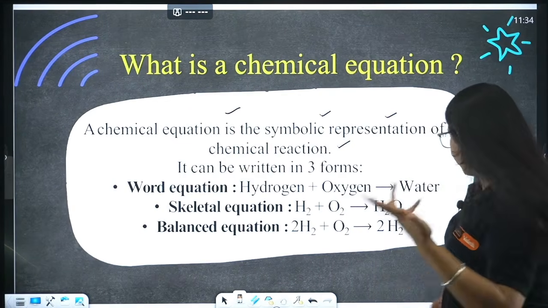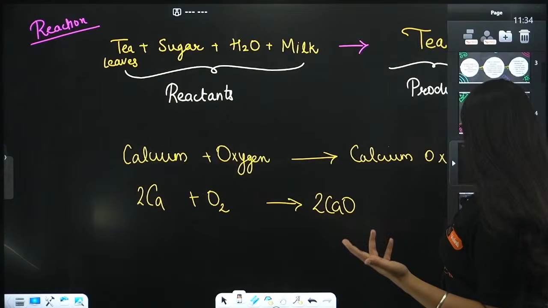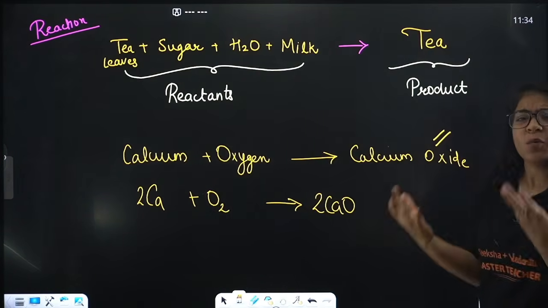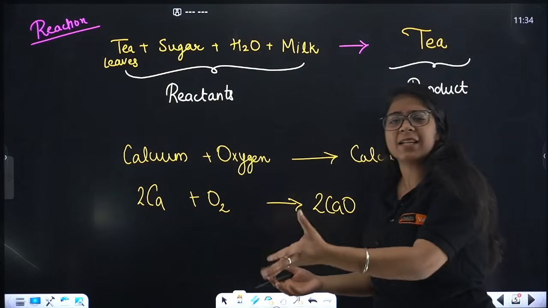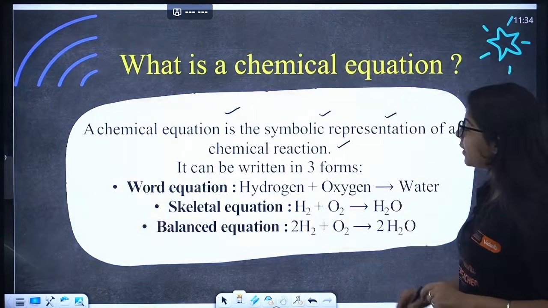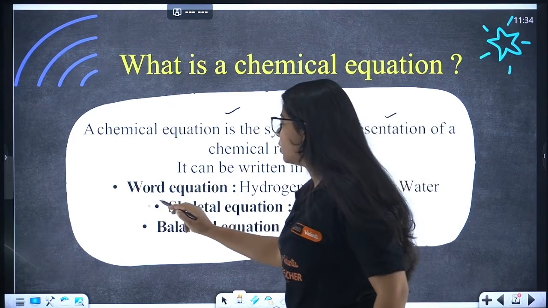Now it can be written in 3 different kinds of forms. First is what? The word equation. The one I wrote here. This one beta is what? This one is simply a word equation. I wrote down the exact spellings of calcium, right? But it can also be written as skeletal equation, as we call it.